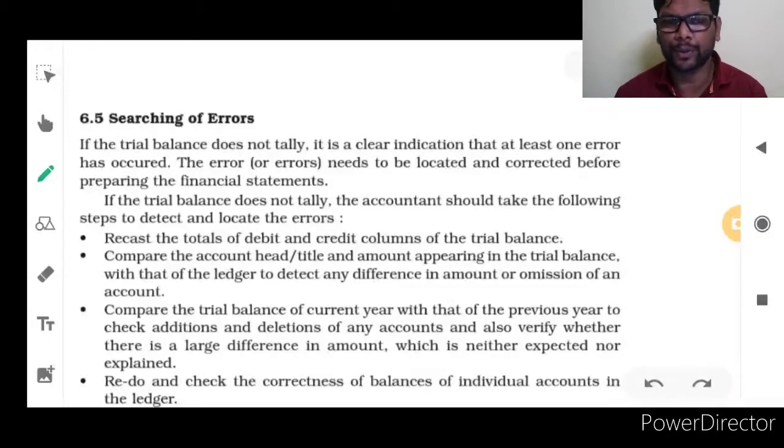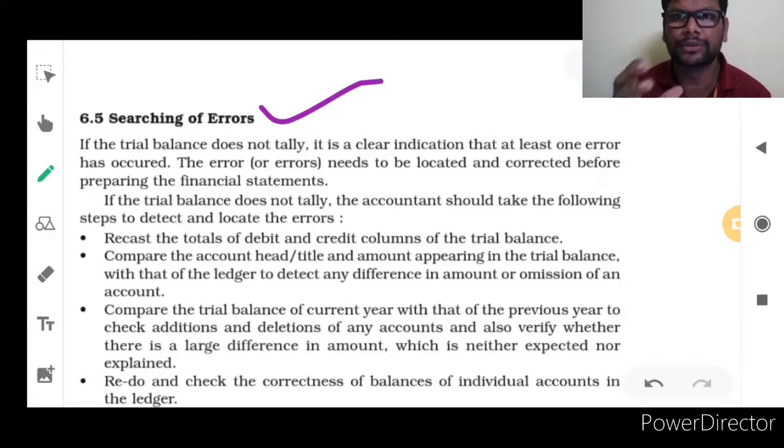In this video, you are going to learn about the searching of errors, where errors have occurred in the trial balance. What steps is the accountant going to follow to search for and identify the errors? Which documents is he going to check? One by one we are going to discuss.